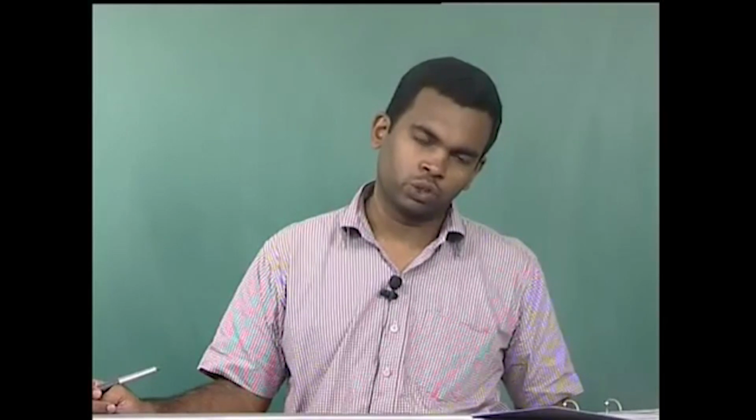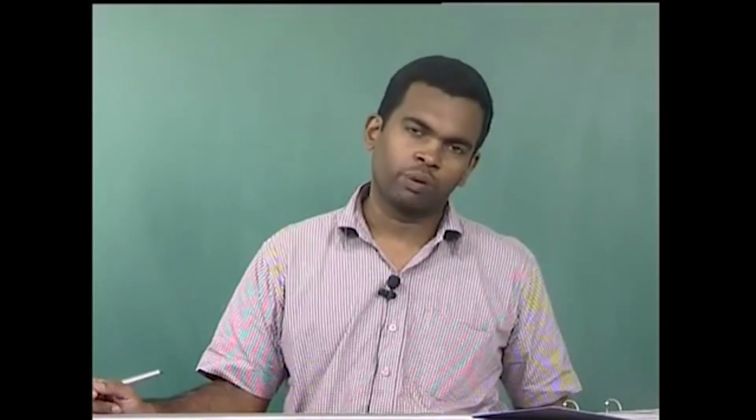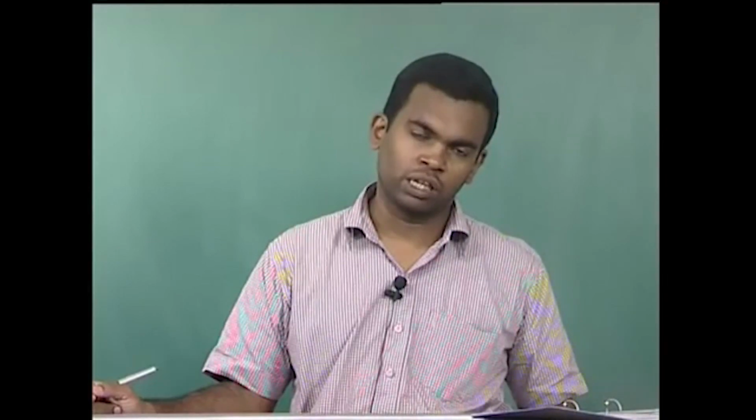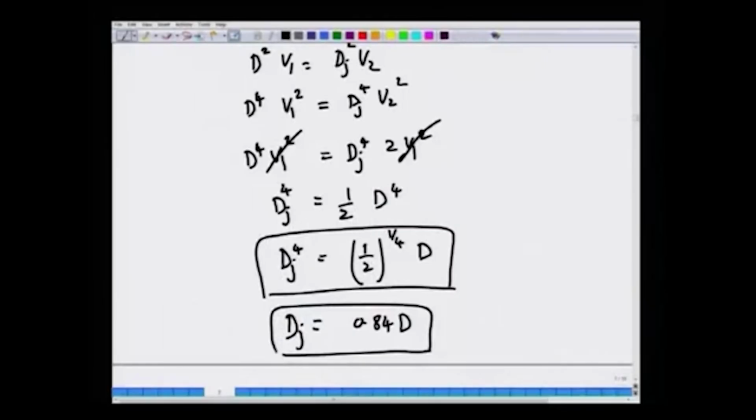was at the tube, but continuity of mass implies that V1 A1 is V2 A2, therefore, the jet area will be smaller than the tube area, therefore, the jet diameter is smaller than the tube diameter, and it is smaller by a factor of 0.84.